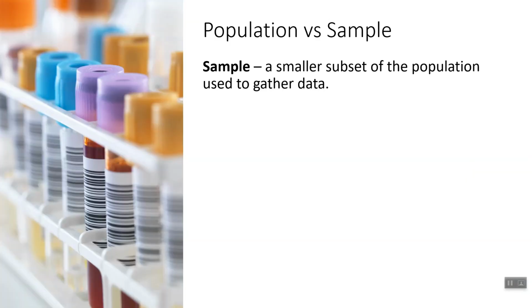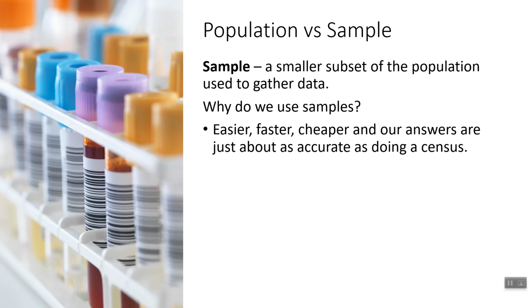So this is why we take samples. A sample is just a smaller subset of the population used to gather data. So we just pick a group of people and we only ask them our question or only make them part of our experiment. And that is our sample. Why do we do this? Well, it's easier. Interviewing 100 people is a lot easier than interviewing 3 million people. It's going to be a lot faster, a lot cheaper, and our answers are going to be just about as accurate if we do it correctly.